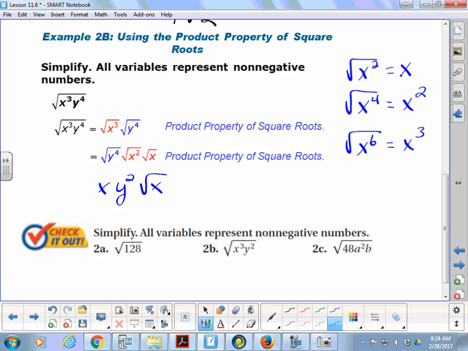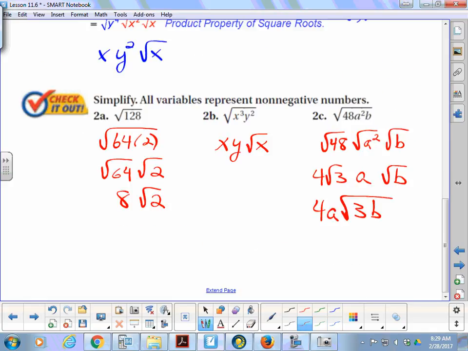All right, you guys just do 2a here. Do 2a, the square root of 128. The thing to remember: always make sure that you've got the largest square that you're using. Whenever you've got variables, make sure you pull them apart first of all. And if you've got numbers and variables, you're going to separate all of them to begin with.